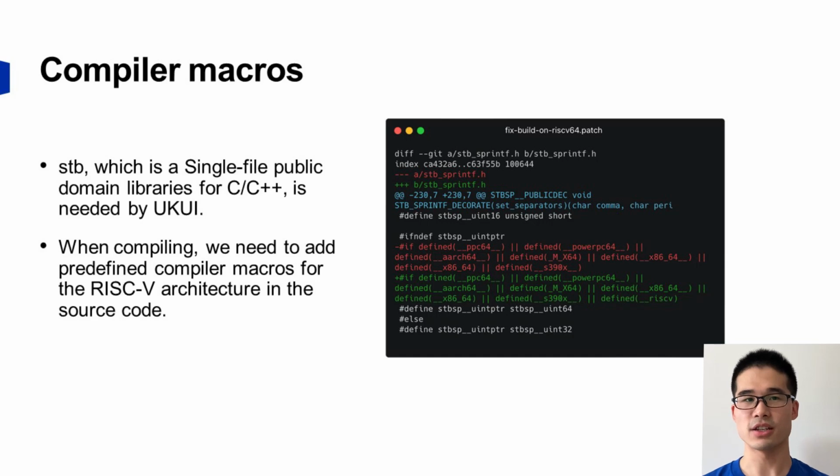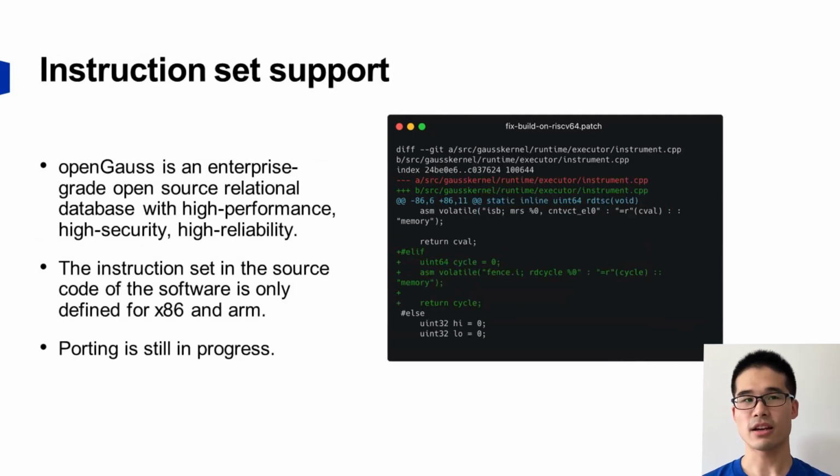Similarly, there is a need to add predefined compiler macros for the RISC-V architecture in the source code, for instance, in the STB package. Another type of error requires adding instruction set support. An example is the open-source relational database management system OpenGauss. The instruction set in the source code of the software is only defined for x86 and ARM. The port is still in progress, and we are expecting to deliver it in the next innovation release.